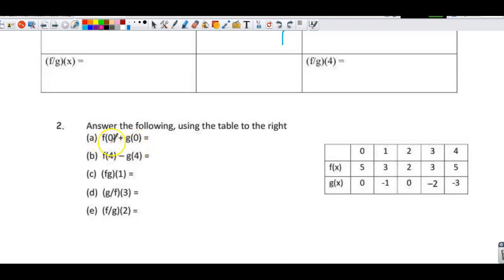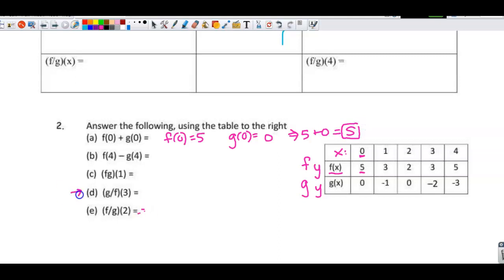So we have, these are the X values right here. And then this is Y values for the F graph. This is Y values for the G graph. So this says F of 0 plus G of 0. So basically, I have to find out what F of 0 is. So F of X when X is 0 is 5. So this is equal to 5. And G of 0 is equal to 0. So since I'm adding, this is 5 plus 0. So F of 0 is 5, and G of 0 is 0, so the answer is 5.